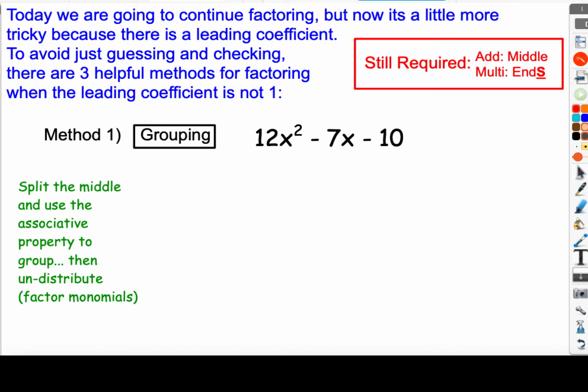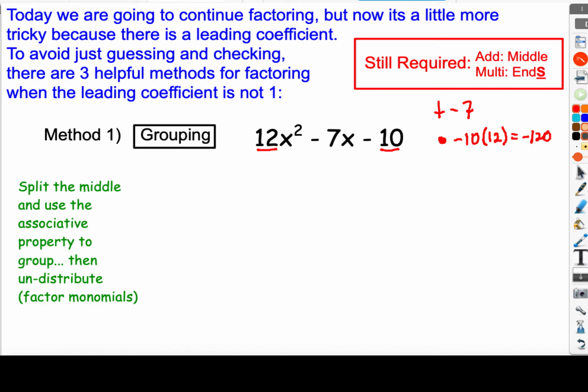The real trick to that whole undoing the FOIL, or undistributing, is really the fact that that 12 is going to kind of mess up our process. So in order to do grouping, the first step that we're going to take is we're still going to say what's going to add to the middle term. But I also want to multiply. Now, here's where it changes from our previous process. I don't just want to multiply to -10. I want to multiply to -10 times 12. I'm going to put these two terms together, and we're going to call that -120.